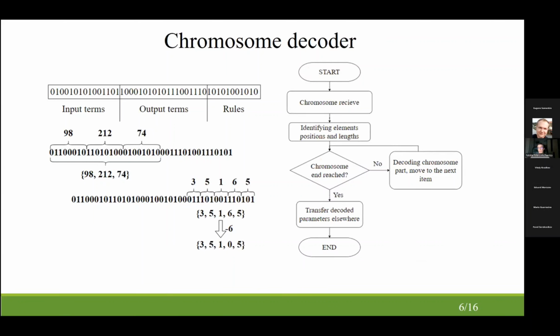Then, to connect the genetic algorithm and the fuzzy logic module, I need to decode chromosomes from the genetic algorithm into fuzzy rules and output terms. On this slide, I have the logic behind the chromosome decoder. On the left side, it is shown how input terms of the fuzzy module are decoded in the chromosome, along with output terms and rules. It uses the same principle as the decoding of binary digits.